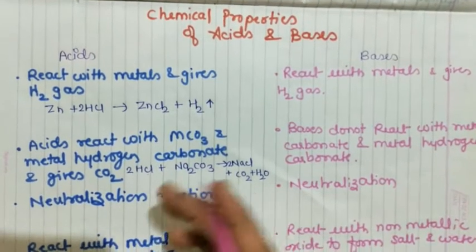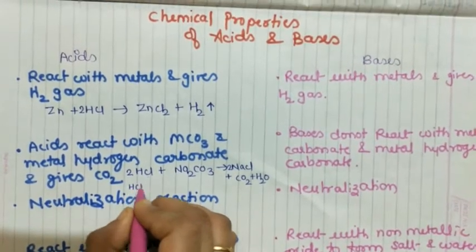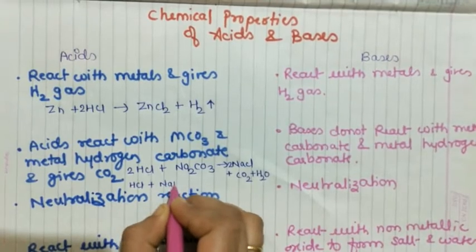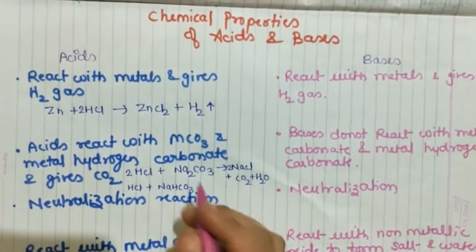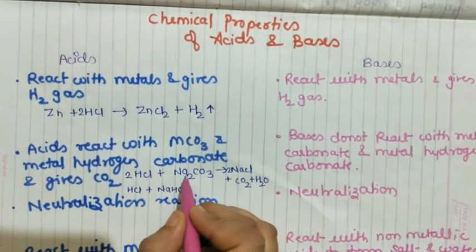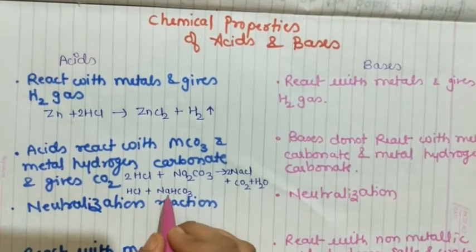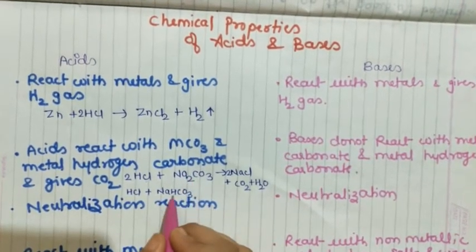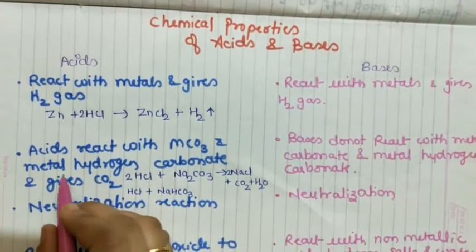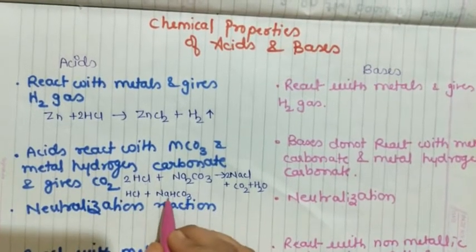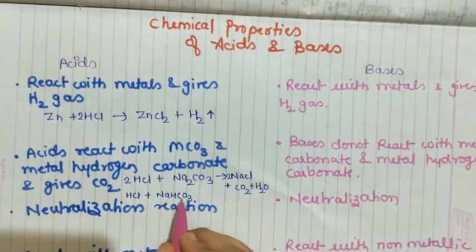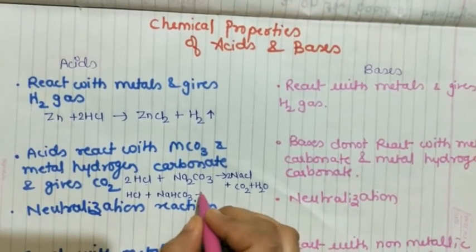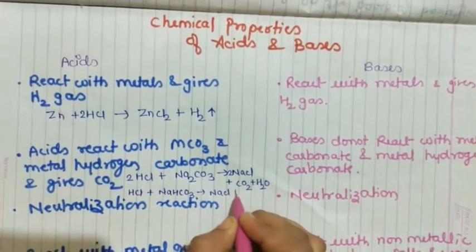Okay, the same you can do for bicarbonate also. HCl with NaHCO3. For bicarbonate we will just remove Na2, and in place of Na2 we will write Na, and here will be H. For bicarbonate, or metal hydrogen carbonate, we write hydrogen in between the sodium and carbonate. In this way we will get the same products.